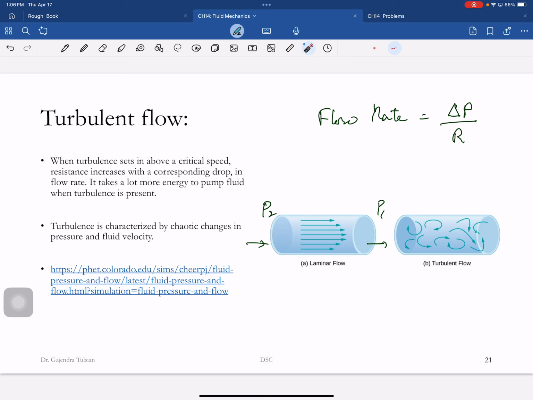So for instance, your heart is pumping and maintaining a flow rate of blood through your body. So if your flow becomes turbulent, then your heart would have to work harder to maintain that flow rate.